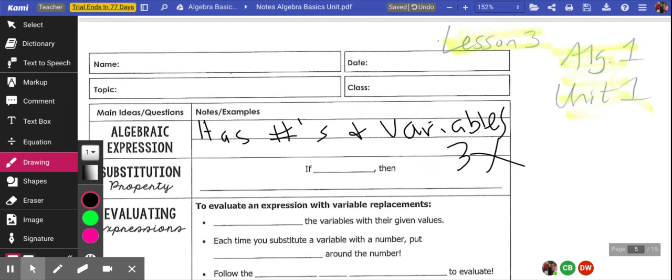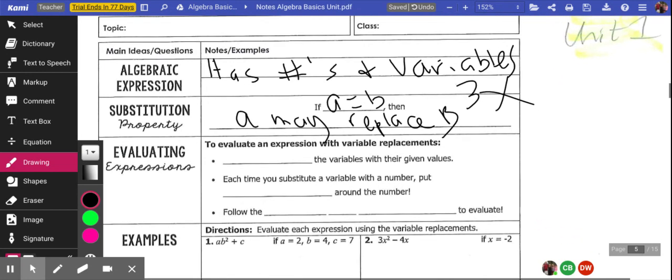So we're going to use the substitution property. What that says is, for example, if A equals B, then A may replace B. That will make more sense when we use letters.